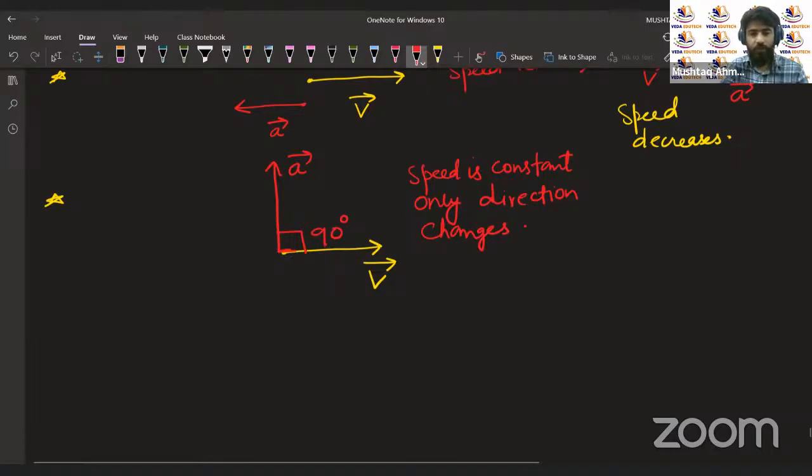So this was about how acceleration affects the velocity of a particle at different angles, right? So we conclude that if acceleration is parallel to the velocity, it's going to increase the speed of that particle. If the acceleration is anti-parallel, it's going to decrease the speed of the particle, right?